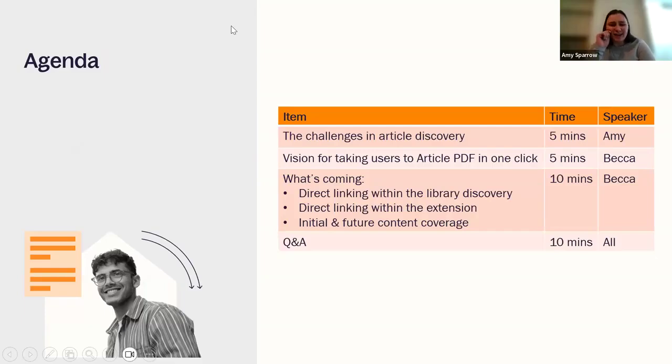So what we're covering today is, first of all, some scene setting about the challenges in article discovery and why we're creating this development, why it's so important. And then Becca's going to talk about the vision. So our Lean Library's vision for taking users to Article PDF in one click and what's coming in phases. So direct linking within the library discovery layer, direct linking within the extension, and then what the initial content coverage is and the future coverage. And then there'll be plenty of time for Q&A.